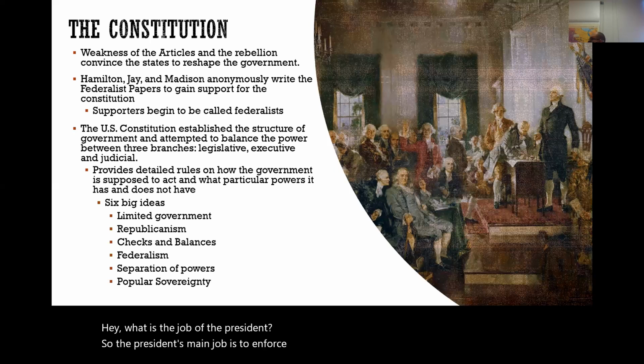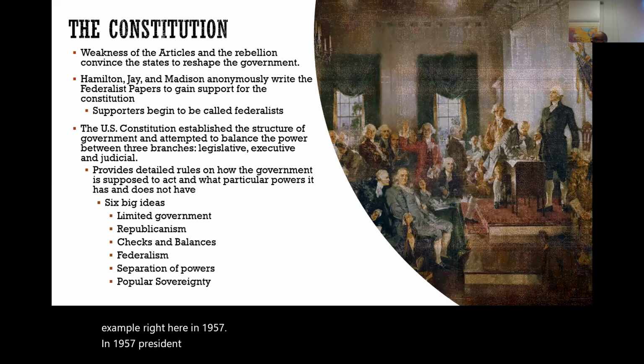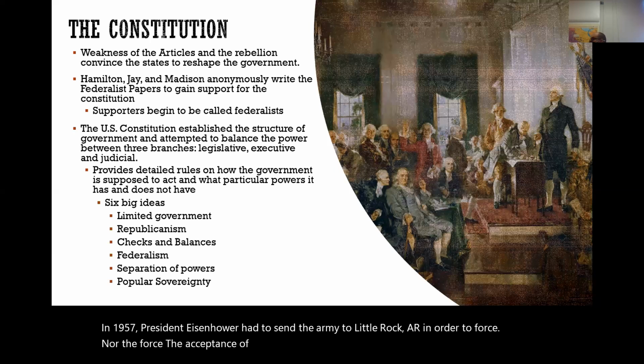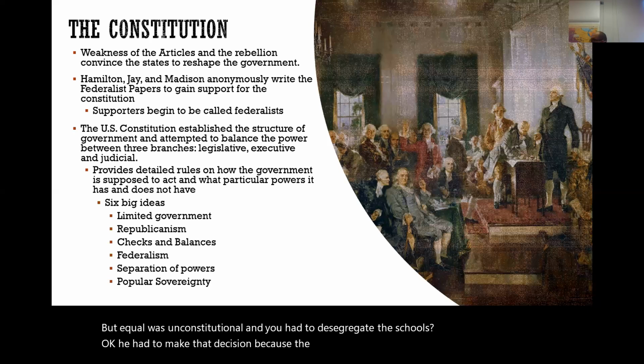And this gives me a pretty strong historical example right here. In 1957, President Eisenhower had to send the army to Little Rock, Arkansas, in order to force the acceptance of the law that stated that separate but equal was unconstitutional, and you had to desegregate the schools. He had to make that decision because of the judicial branch, which does what?